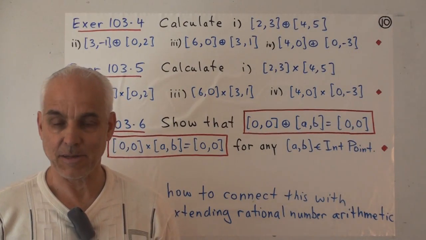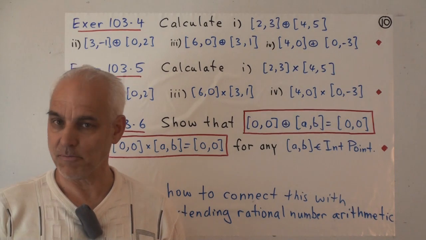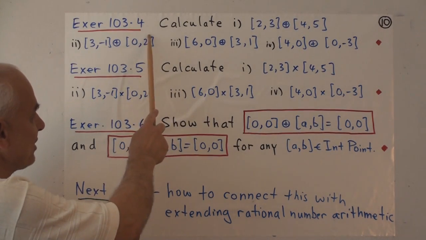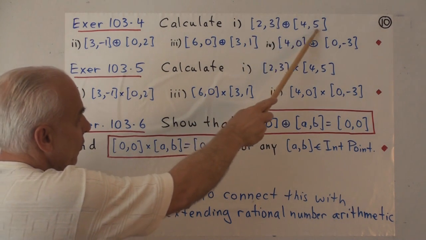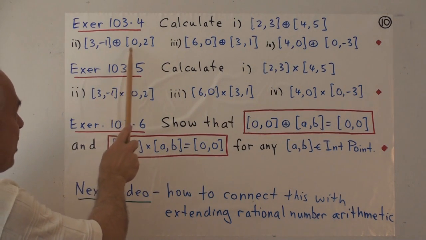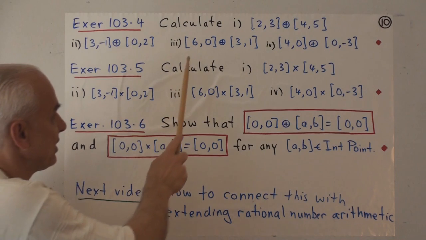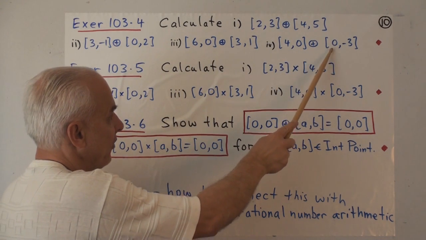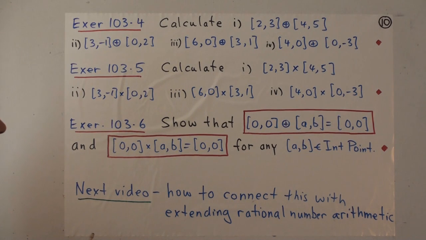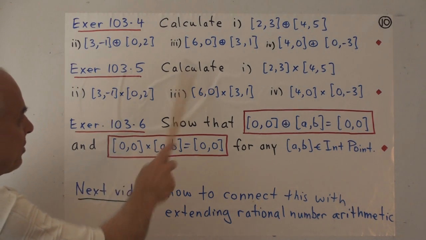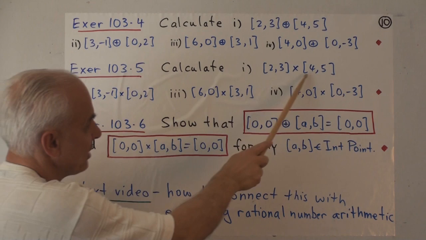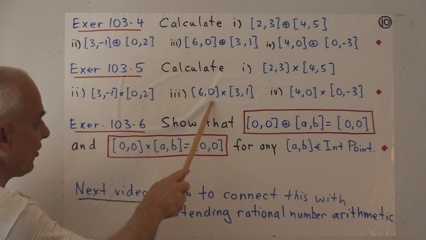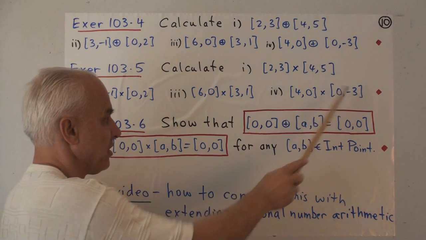So this being somewhat novel arithmetic, it's probably good to practice it to get it more familiar. So here's some exercises. Calculate (2,3) plus (4,5), (3,-1) plus (0,2), (6,0) plus (3,1), and (4,0) plus (0,-3). And a few calculations with products. (2,3) times (4,5), (3,-1) times (0,2), just the same ones. (6,0) times (3,1), (4,0) times (0,-3).